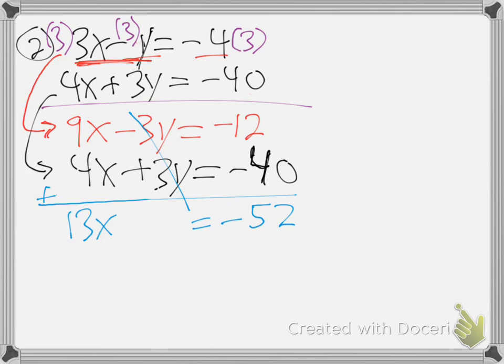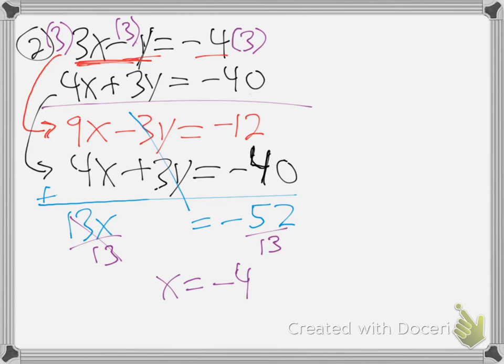And then what do we got? We want to get x alone. What do we got to do to get x alone? Divide by the 13. Boom. x is, what is that? Minus 4. So we got x. We're halfway there, really more than halfway, huh?